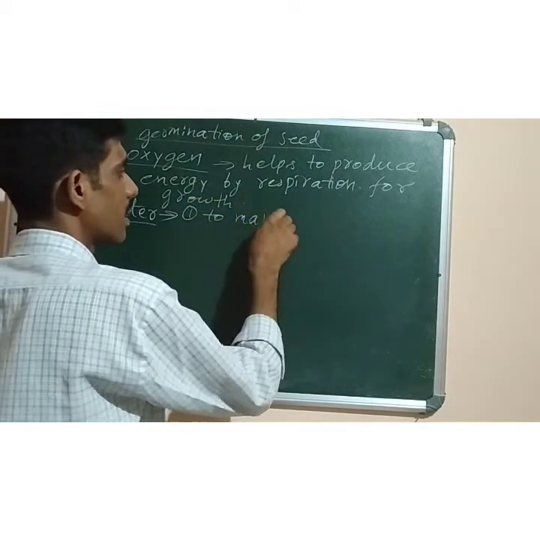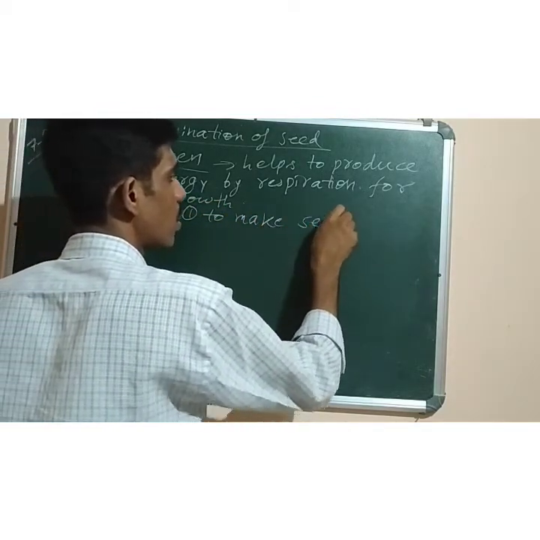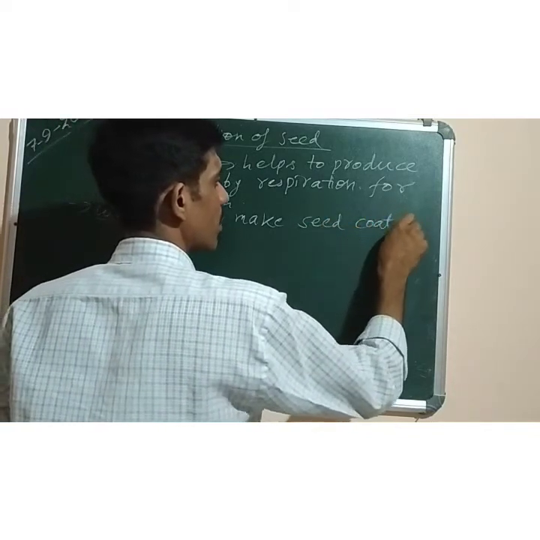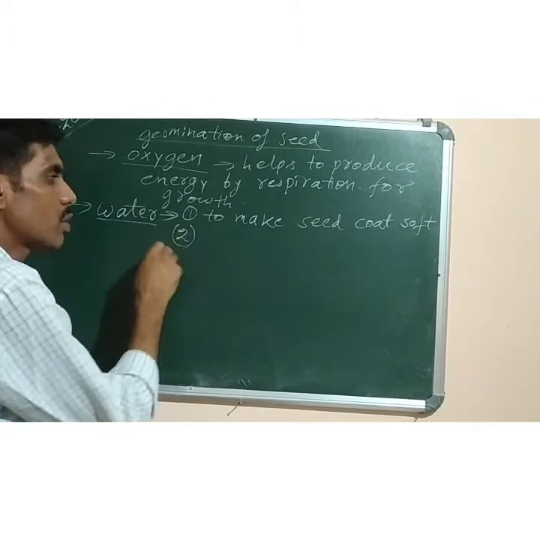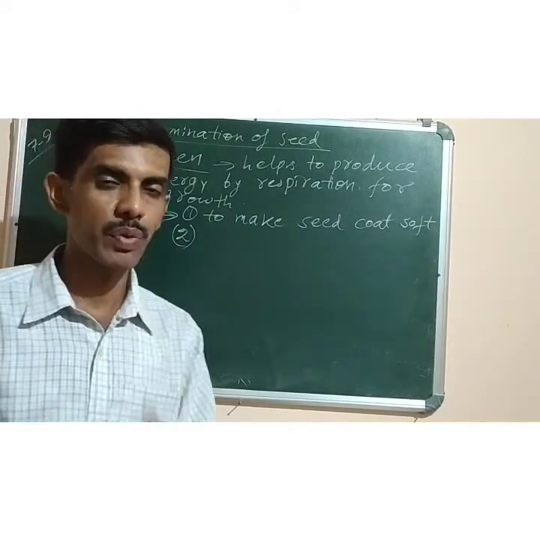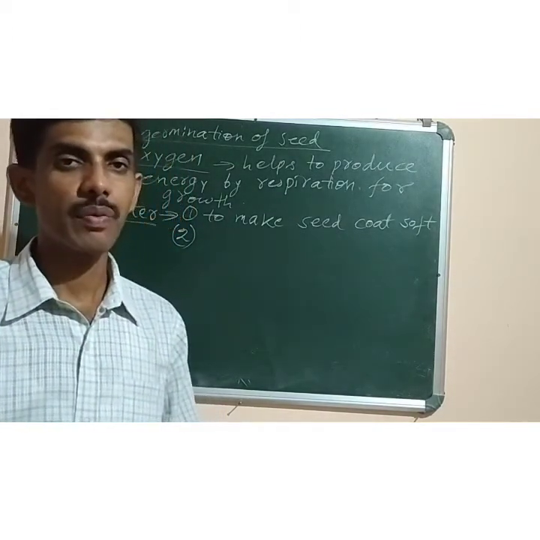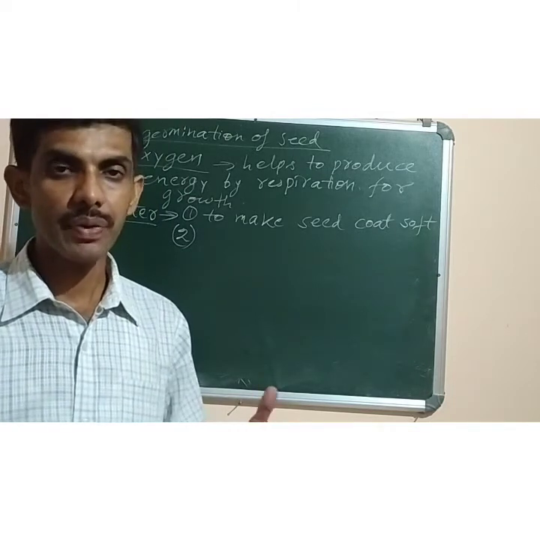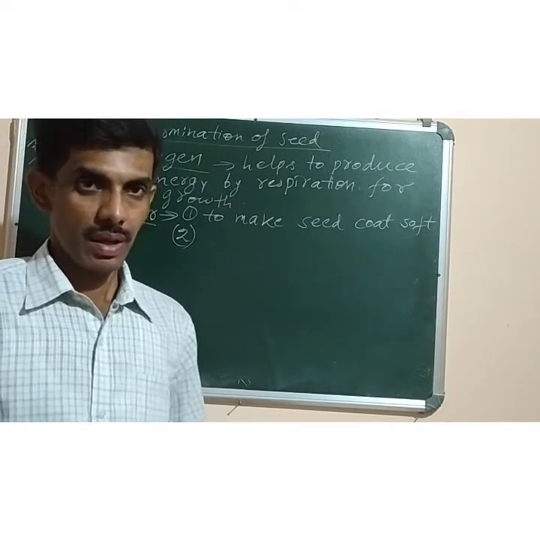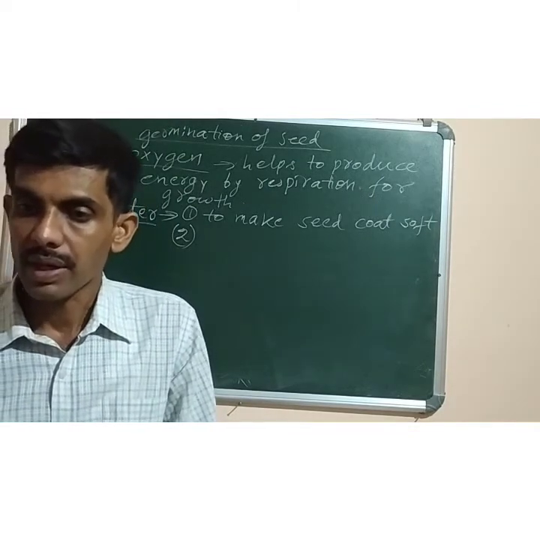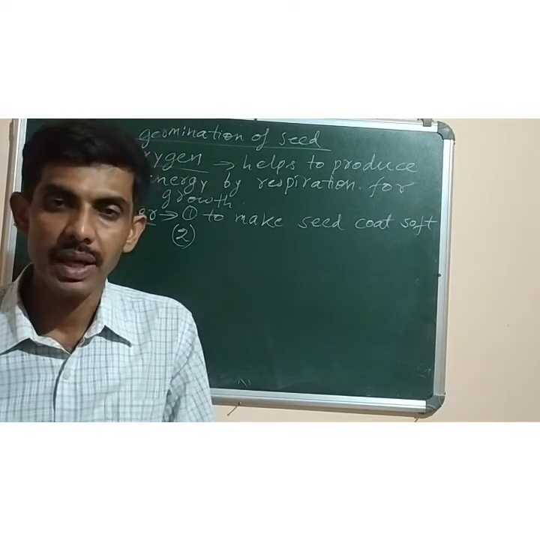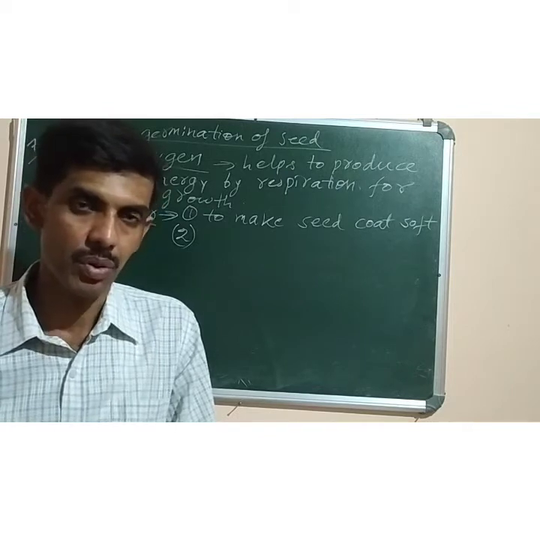To make the seed coat soft, because in the presence of water, the outermost hard covering of the seed coat will become soft once it is wet with water. The second function of water is needed for the process of, you can say, if water is not there, how can the plants carry out the process of photosynthesis also?